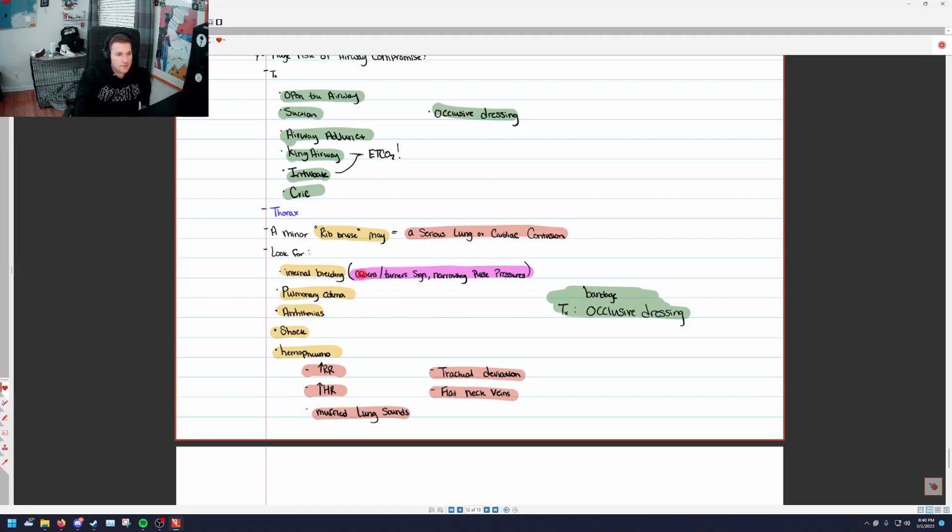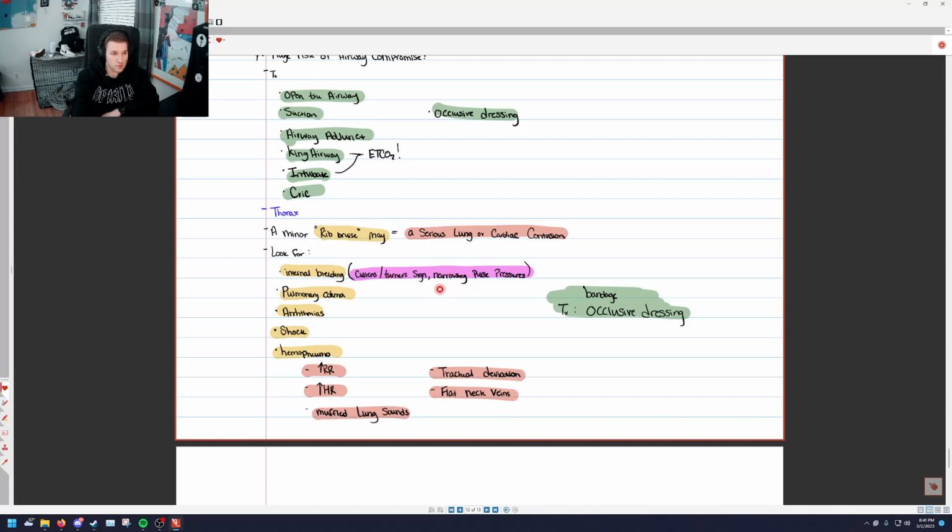Some things that we have is Cullen sign. So if we're looking for internal bleeding, if you remember Cullen sign, we take a C and we take 2 of them like Chanel, put them together, and it'll create a little circle, and that circle will be our belly button. So Cullen sign will be our periumbilical ecchymosis, and then we have Turner sign, which is going to be for our flank or our back, and that'll be that retroperitoneal ecchymosis.